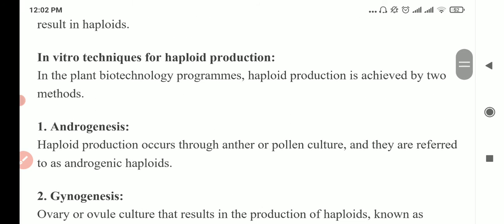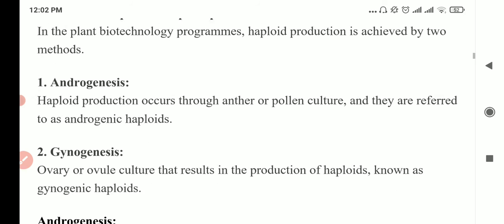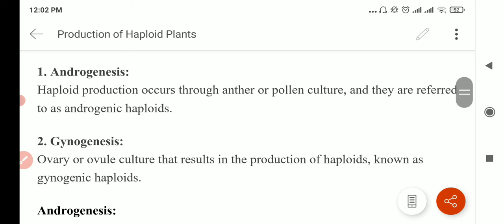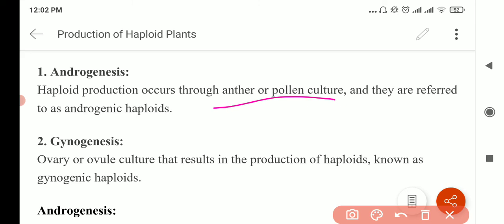Then the in vitro technique. There are two methods for this, androgenesis and gynogenesis. In vitro means in the lab. So we can do androgenesis, we can produce haploid plants by anther or pollen culture, and these plants will be androgenic haploid plants. Then gynogenesis, ovary or ovule culture, and we produce haploid plants known as gynogenic haploids.